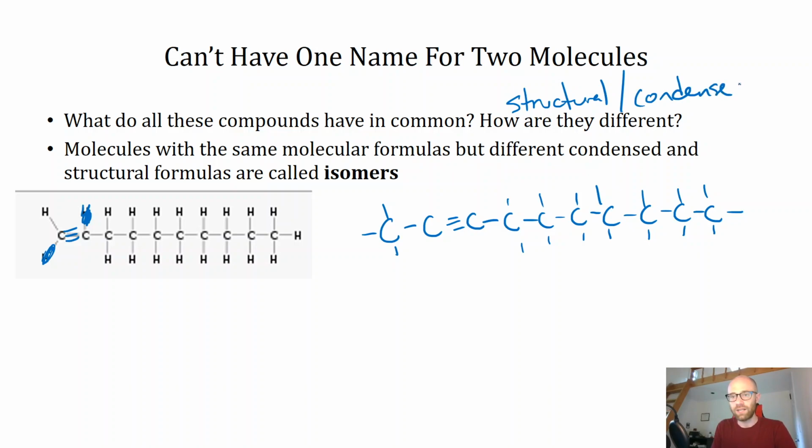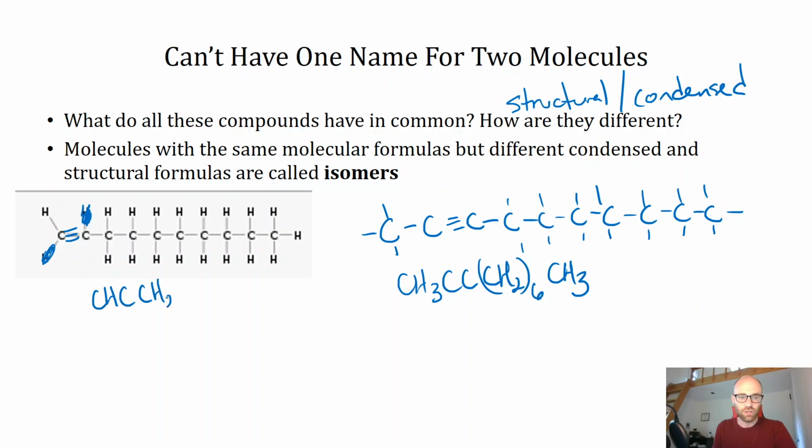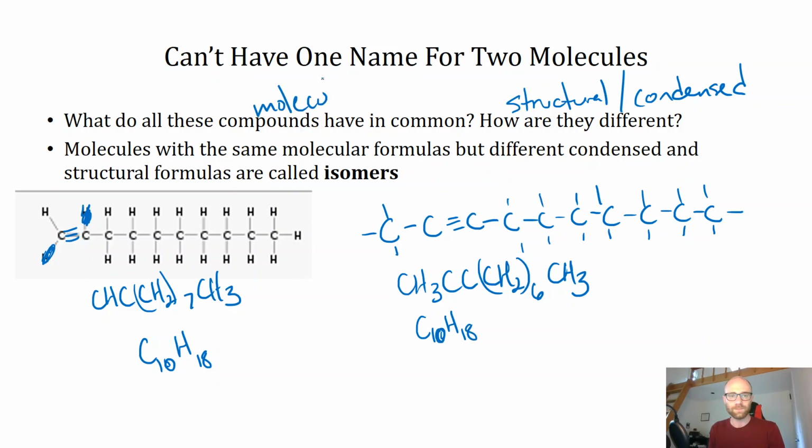Obviously, if we were to write out the condensed formula, this would be CH3, C triple bond C, CH2, 6, CH3. So that's different than the one that was CH, C, CH2, 7, CH3, right? But if you do mush them together all the way, here we get C10H18, and here we get C10H18. So what they have in common is the molecular formula.